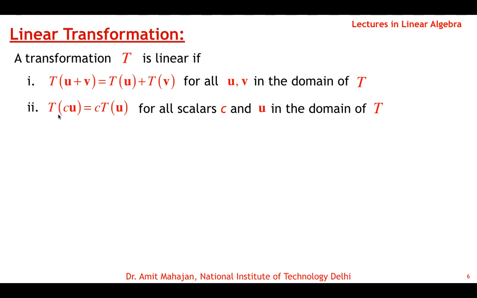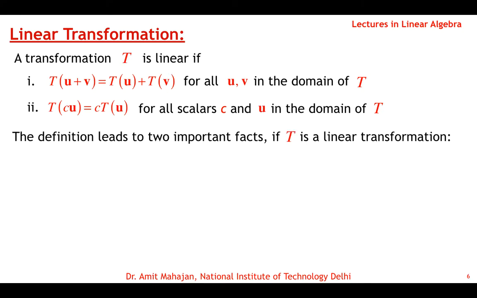And the second property is that the transformation of c times u is c times the transformation of u, where c is any scalar and u is a vector in the domain of T, okay. So again this property says that you scale any vector and then take the transformation, or you first take the transformation and then scale the vector with the same scalar, you get the same result, okay. If these two properties are satisfied, then we say that the transformation T is a linear transformation, okay.